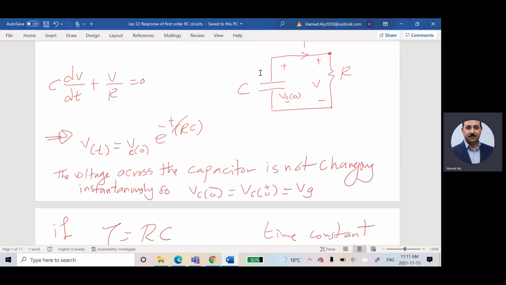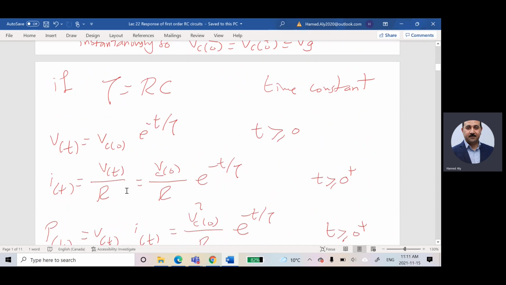I for the capacitor is equal to C dV by dt. So if you would like to find the current here, you can say I is equal to C dV by dt. But if I hate to deal with first derivative, I can say I is equal to V over R. That's fine. Because the current in this guy is the same like the current in the resistor. So I can say the current is equal to V over R, which is equal to this equation divided by R.